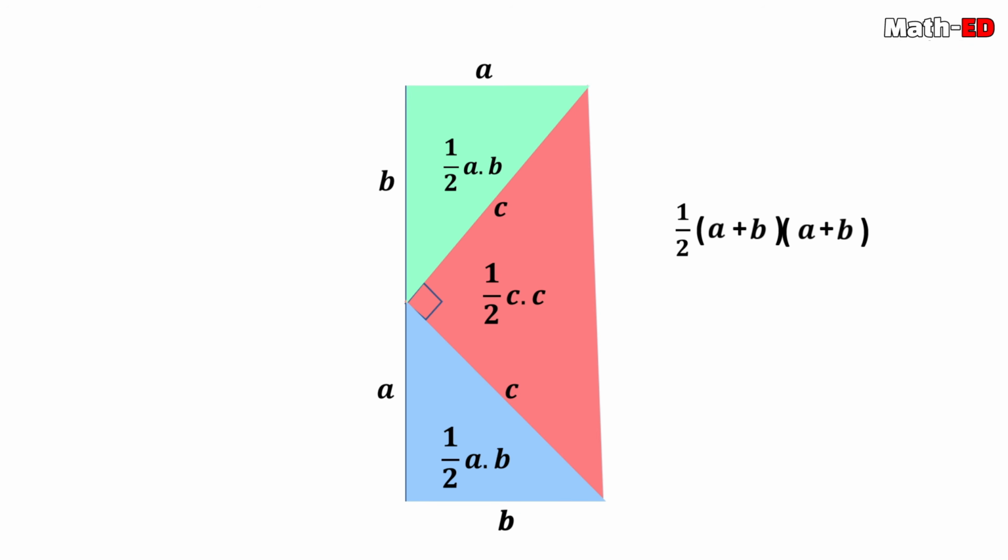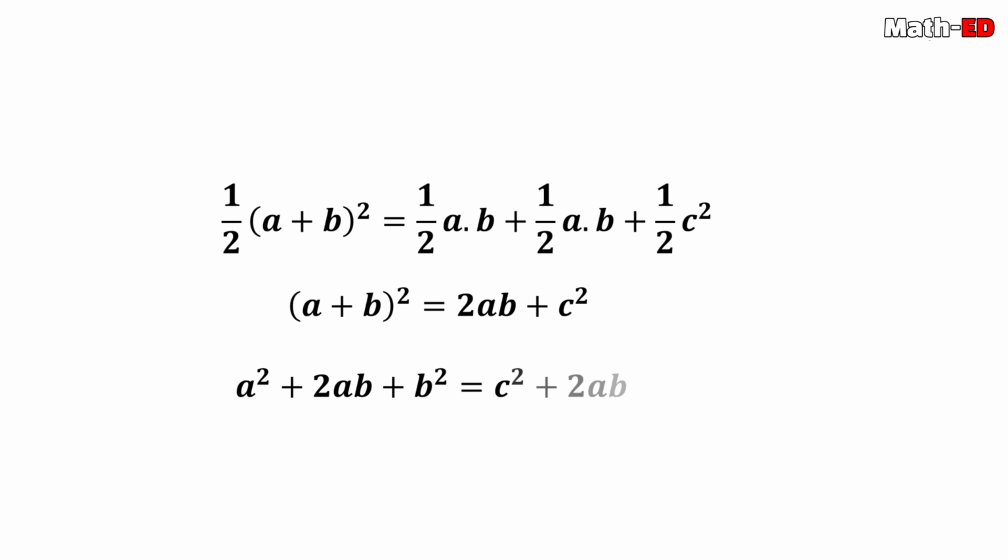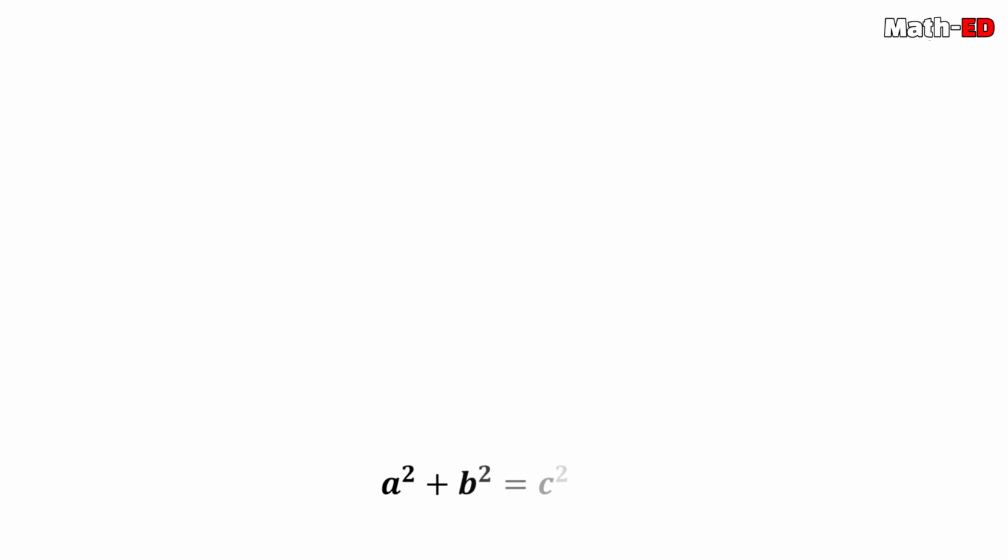If we equate these two results, we end up with half of (a + b) whole squared is equal to half ab plus half ab plus half c². (a + b) whole squared equals 2ab + c². Expand the left hand side to get a² + 2ab + b² = c² + 2ab. 2ab cancels out from both sides. Now we end up with a² + b² = c². This is what Pythagoras theorem suggests.